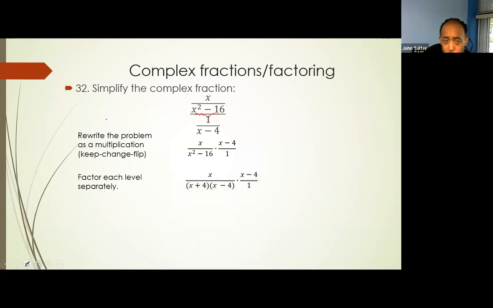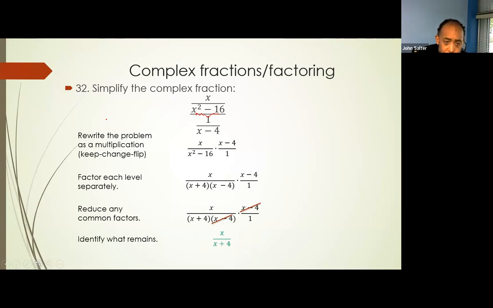Boom, factored it up. It was a difference of squares. And now I see I have an x minus 4 on top and bottom. So guess what I'm gonna do with those? I'm gonna cancel them. Boom, just like that. What's left? We'll have an x on top, an x plus 4 on the bottom. That's my answer. You cannot cancel this x with this x.